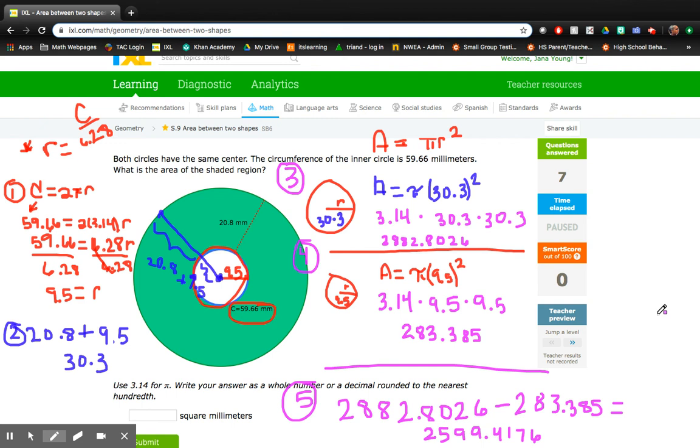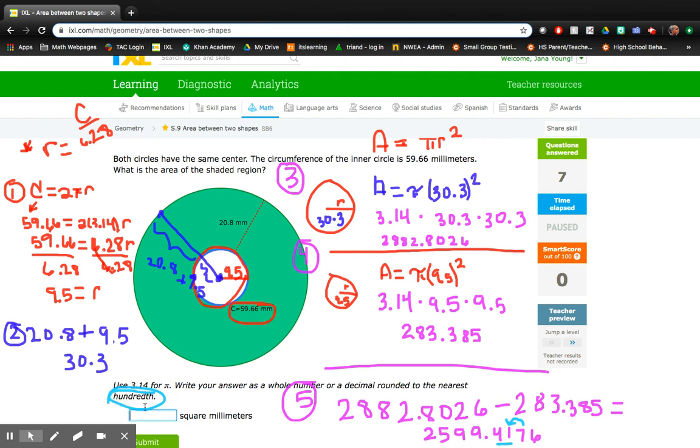283.385. 25994176. Okay, so remember that we want to be rounded to the nearest hundredth, and so I need to be at the second or 2 numbers after the decimal place. So the question is will the 7 round the 41 up? And the answer is yes. So 7 rounds 1 to 2, or 41 to 42.